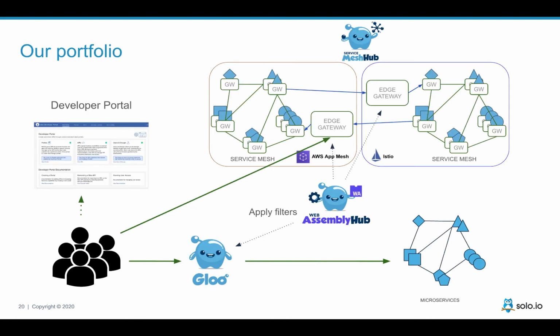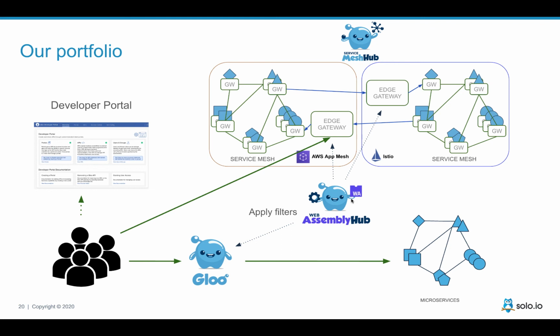But before we wrap up, a quick review of our portfolio. We have this Service Mesh Hub that allows you to manage multiple clusters in a simpler way. We have our API gateway called Gloo, that is also envoy based, and that can also be used instead of the Istio Ingress gateway, but can be used when you don't have a service mesh and you just want to secure the edge.